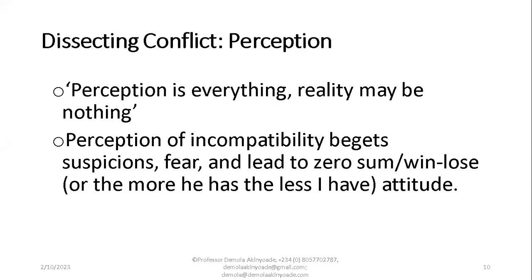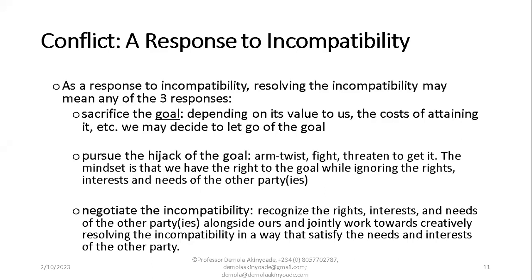Perception plays a very important role in conflict. The way we perceive the conflict or the incompatibility may lead to suspicions, fear, or zero-sum attitude. When we respond to incompatibility, we may decide to sacrifice the goal. We may decide to have other people have the goal and sacrifice our own claim to it. Or we want to hijack the goal. We may want to get the goal at the expense of the other parties. And when we adopt this strategy, we want to arm twist, we want to fight, we want to threaten. The mindset here is that the right to have this goal is only ours, and we ignore the right, interest, and needs of the other party. That's when we begin to pursue the hijacking of the goal.